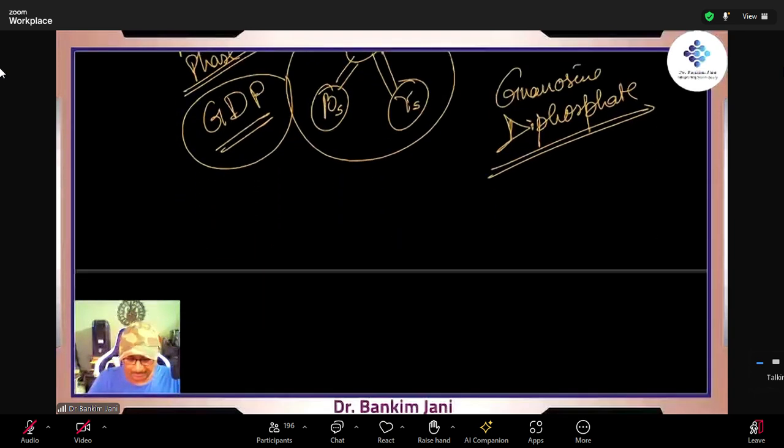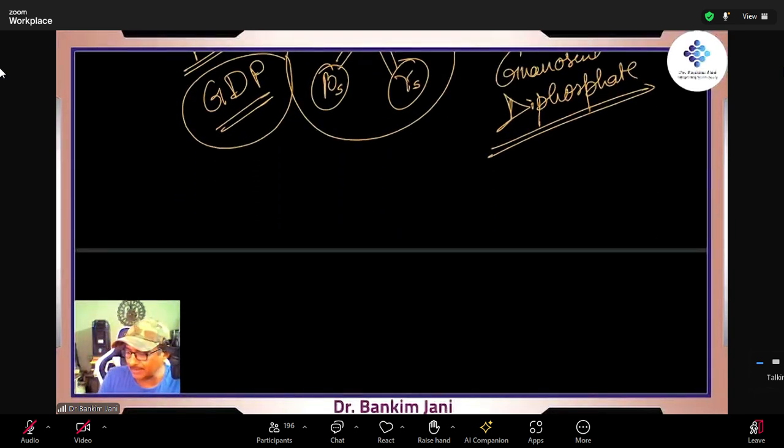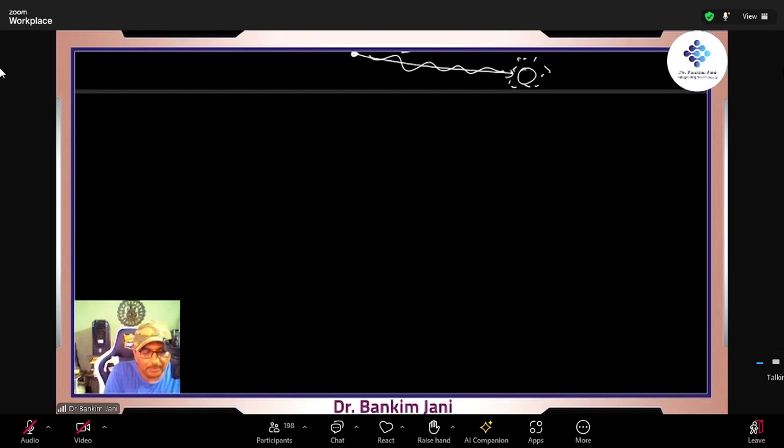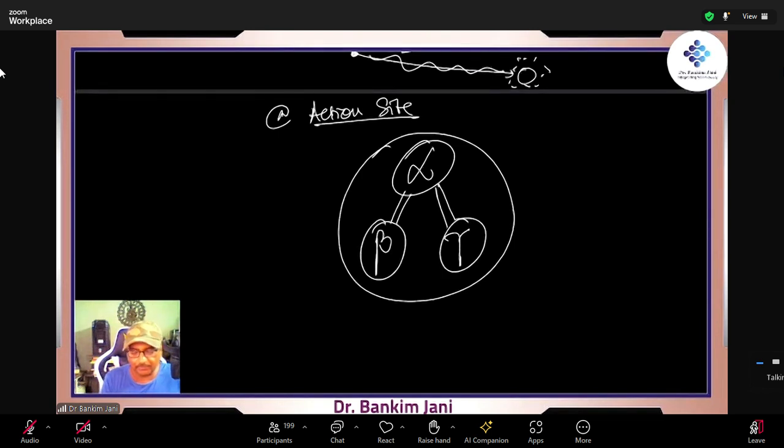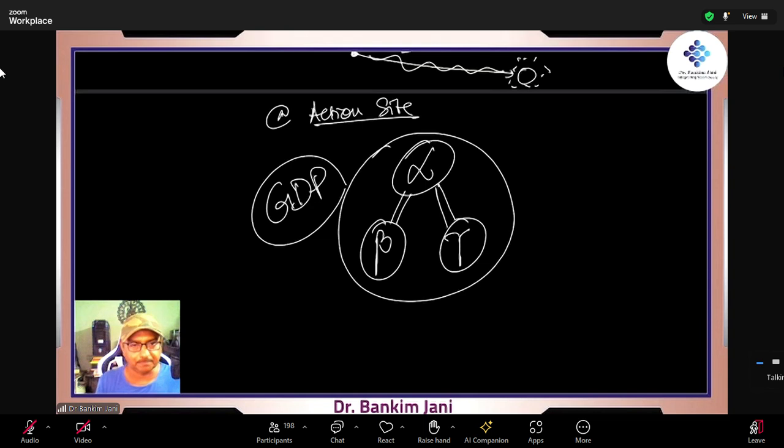And now comes the message from the top. Action. Why the action? It is because of the ligand that has stimulated it, and the action happens inside. The action site is that inside part. Here is the alpha, the beta and the gamma, connected and forming the trimeric structure, and it was connected to GDP. Now, because of this action, one phosphate comes and gets connected.